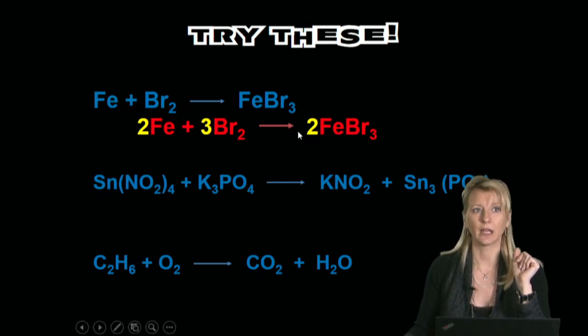How was our balancing? So here we have 2 iron atoms. Good, Cassie. We have 2 iron atoms over here now. We had to make a match. Then we put a 2 here, which means now we have 6 bromines. And we had to put a 3 here, which means now we have 6 bromines here too.